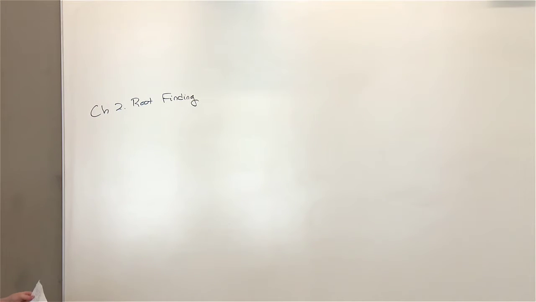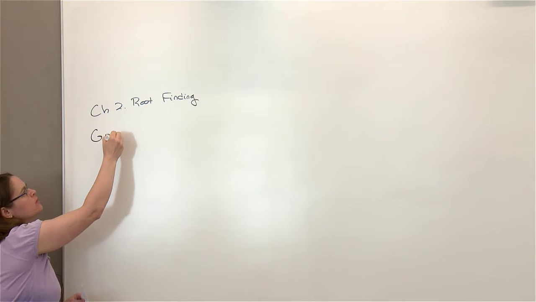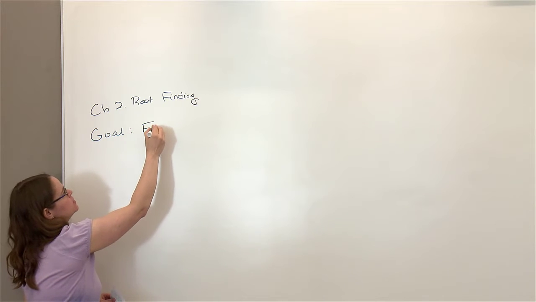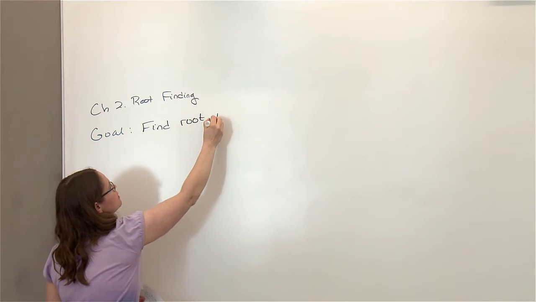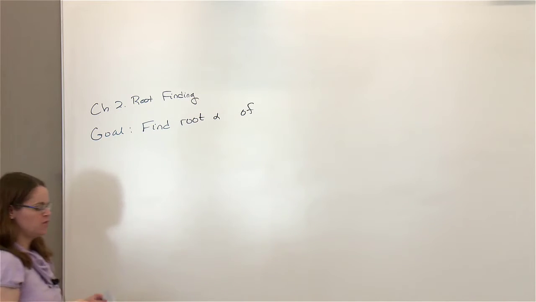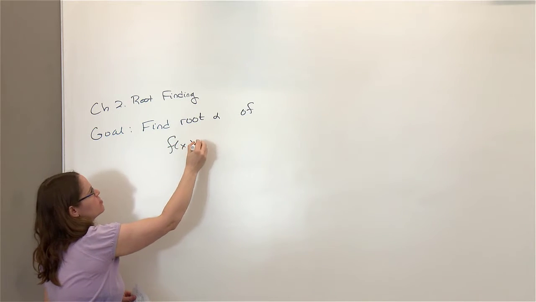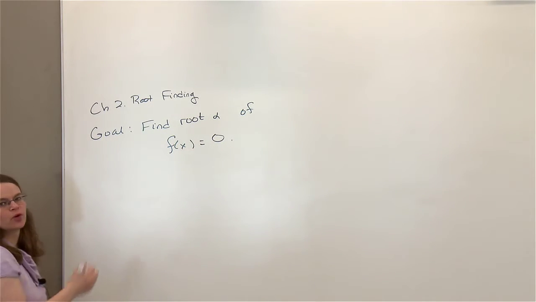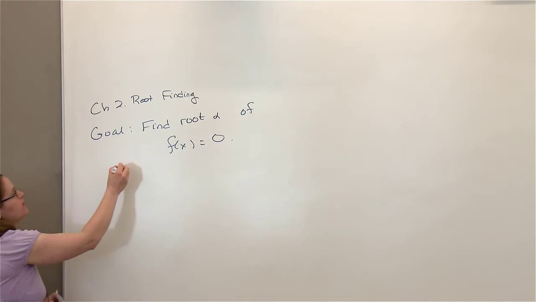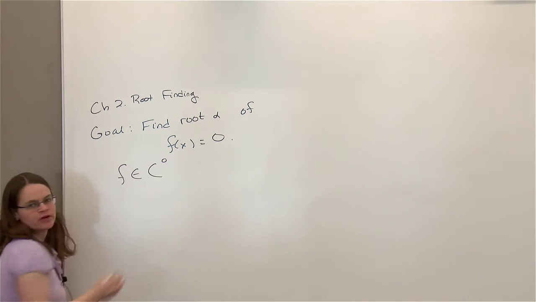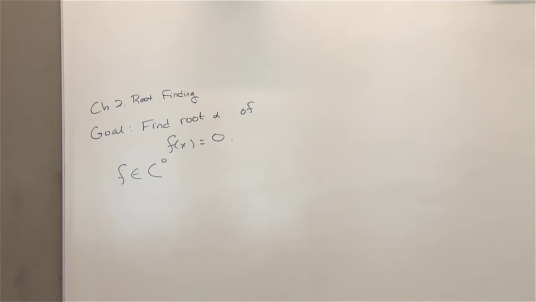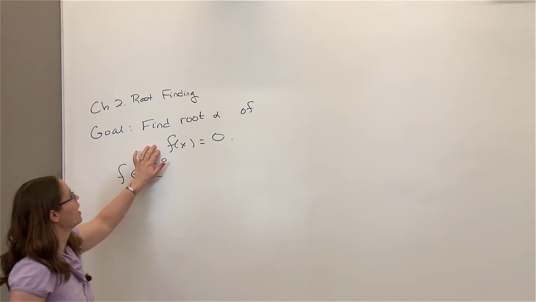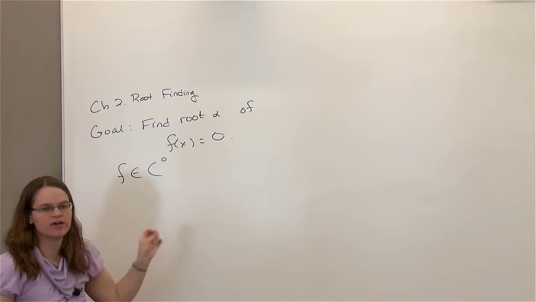Okay, so what's the goal? The goal is that we have some nonlinear function, f of x, and we want to find the root of it. That is the value of alpha such that f of x is equal to 0. And we're going to assume at least that f is a continuous function. When you say f of alpha equals 0? Then we're given this equation, f of x equals 0, and alpha will be the solution of this. So yes, f of alpha equals 0.